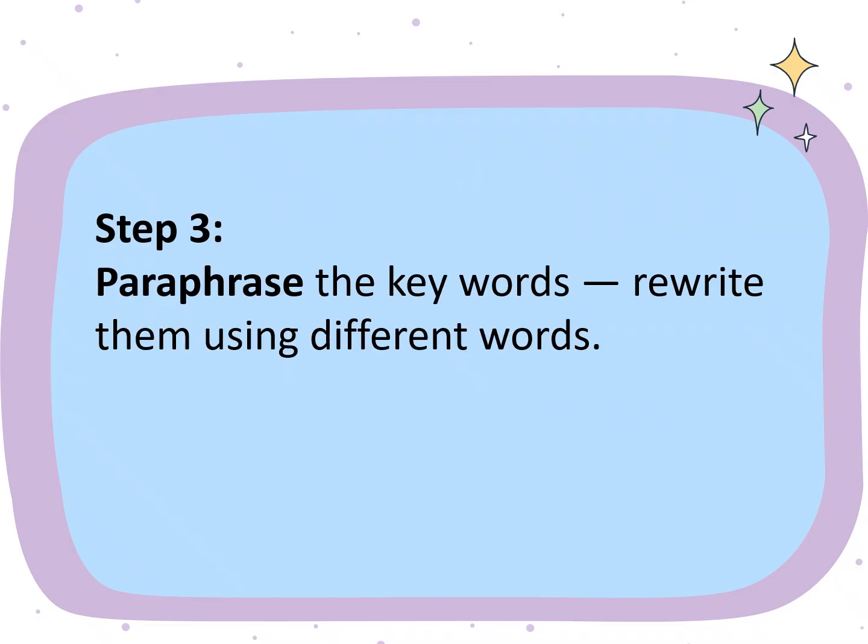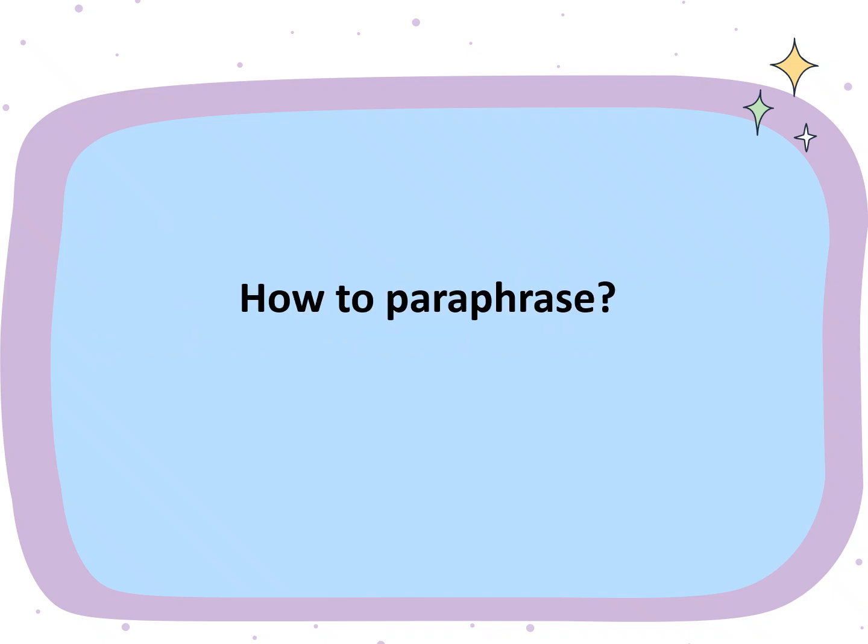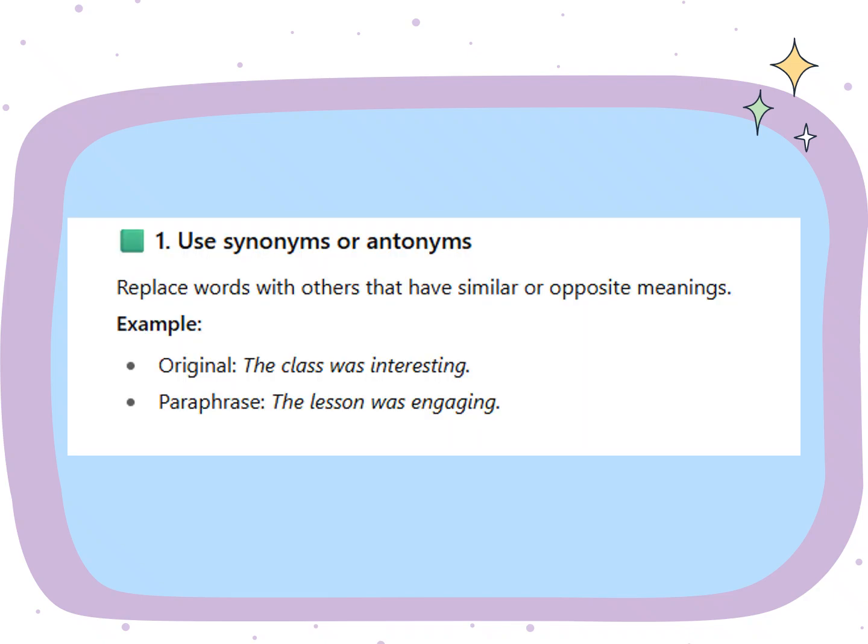Okay, we finished step 2, then let's do step 3. Paraphrase the keywords. Paraphrase means rewrite them using different words. That is paraphrase. So how to paraphrase? One way to paraphrase is to use synonyms or antonyms. So synonyms is about similar meanings, right? Antonyms are the words with opposite meanings, right?